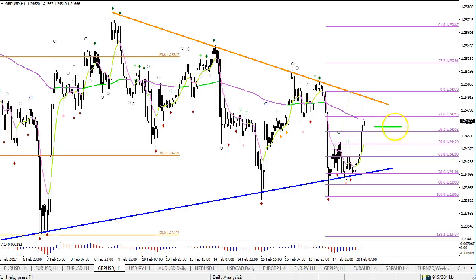So anything up to the 38.2 fib could be a normal retracement, but anything below it is probably moving back down to the bottom of the triangle, just like it did here and just like it did here in two earlier cases. So that's my main focus.